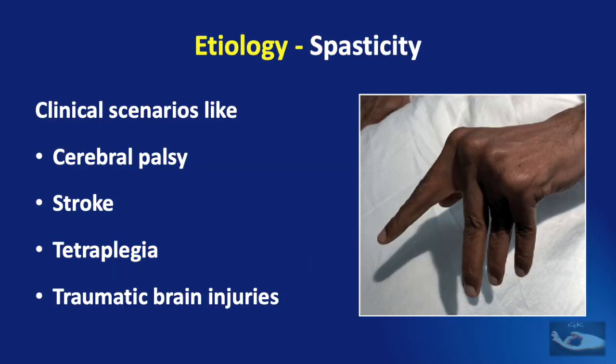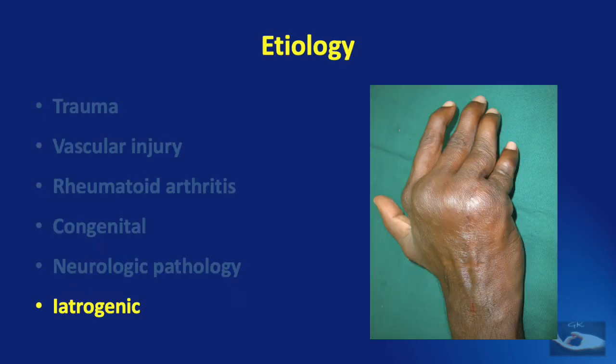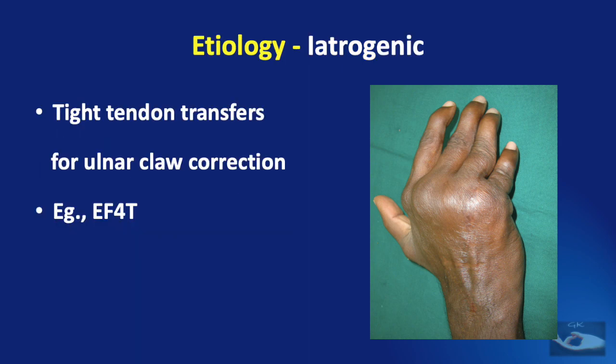Neurological pathology like cerebral palsy, stroke, tetraplegia and traumatic brain injuries can also lead to intrinsic contractures, where the muscles are acting but spastic. Iatrogenic causes like tendon transfers done for claw correction can result in intrinsic contractures if the tensioning for the claw correction has been too tight.